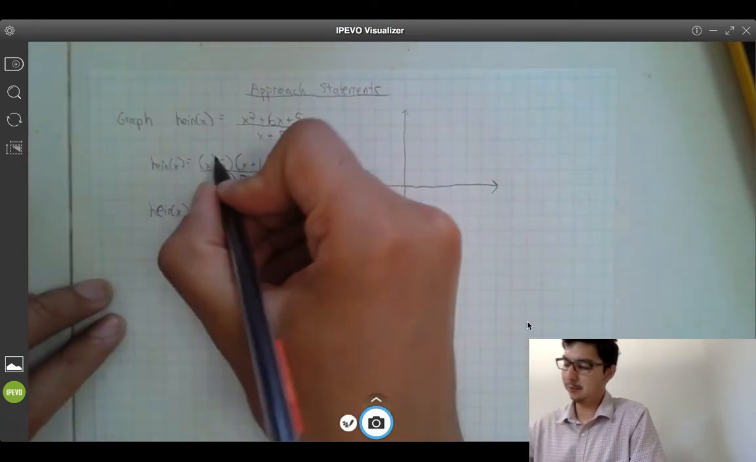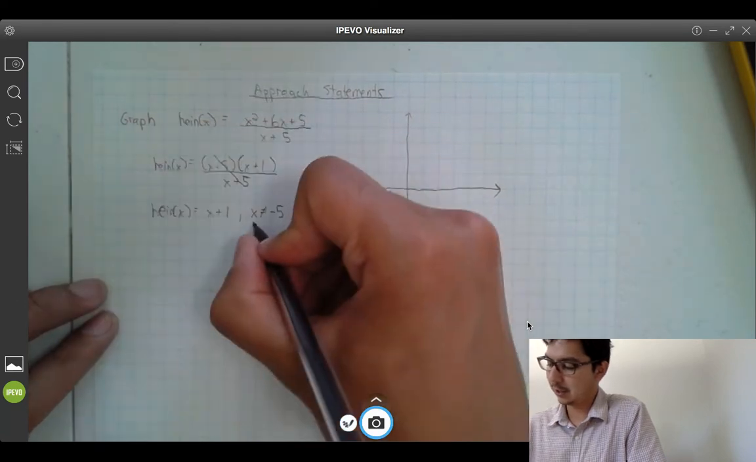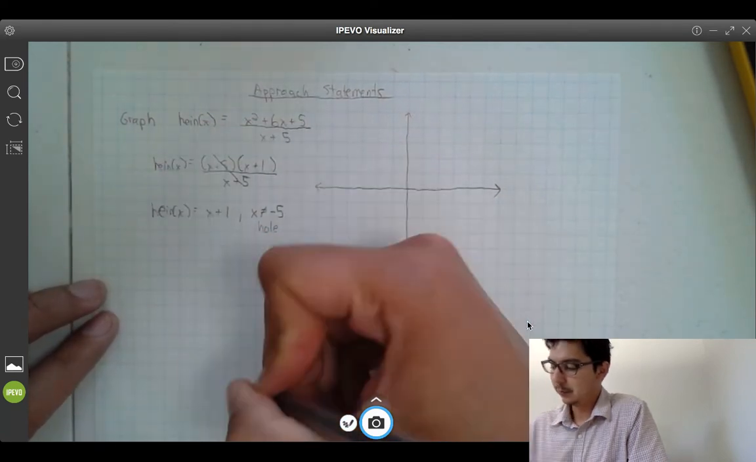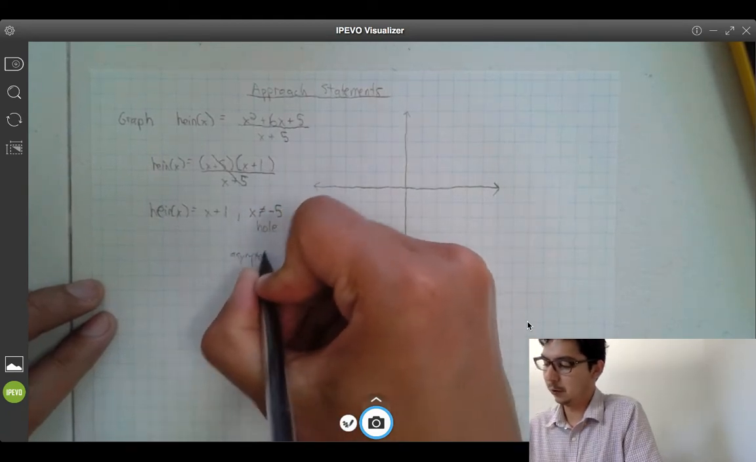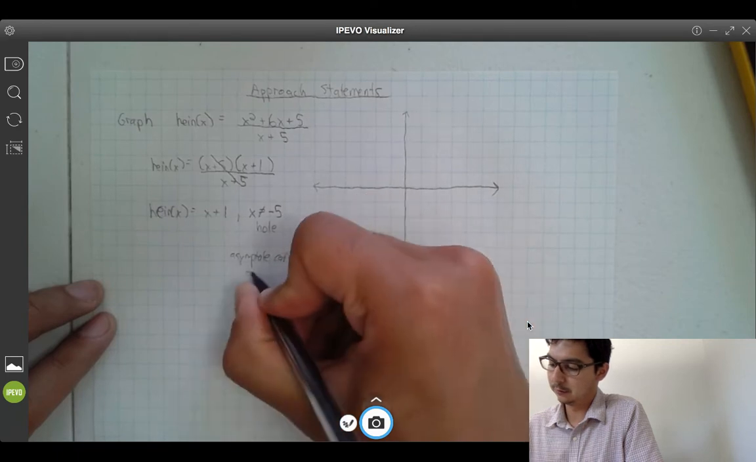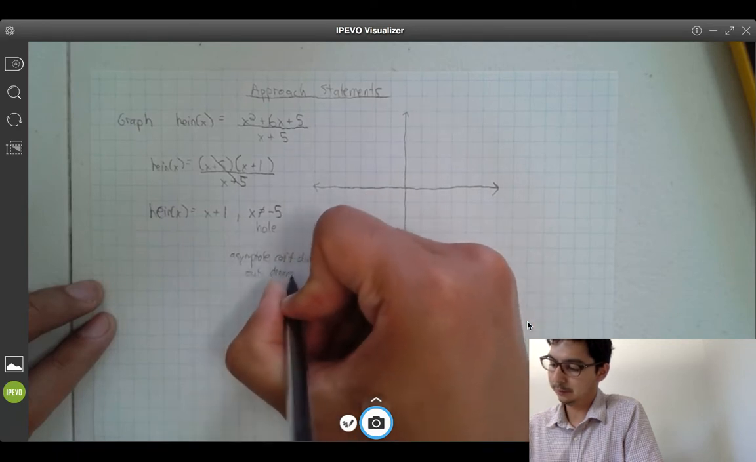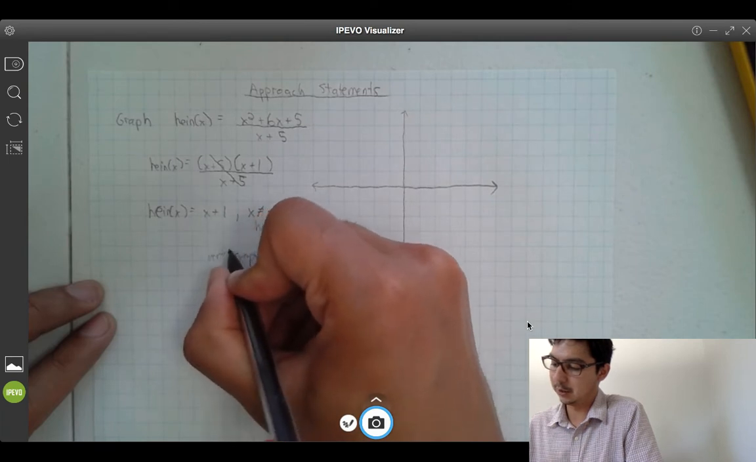So this little review is: if they are the same, that means that that's a hole. An asymptote is if you can't divide out the denominator. That is a vertical asymptote. This is a little review.